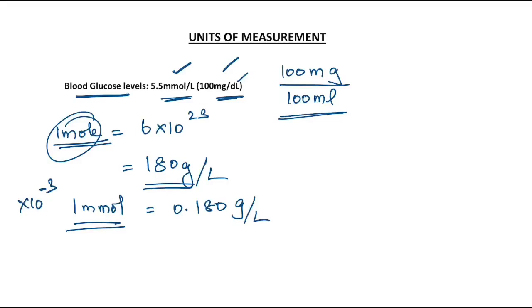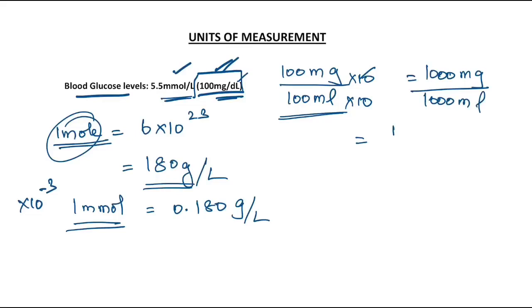Now we want to find out how many millimoles are in 100 milligram per deciliter. So this is the unit. Let's convert this also into gram per liter. So we multiply both sides by 10. That gives us 1000 milligrams per 1000 ml. So that gives rise to 1 gram per liter. So 1 gram per liter is the concentration, same as 100 milligram per deciliter.